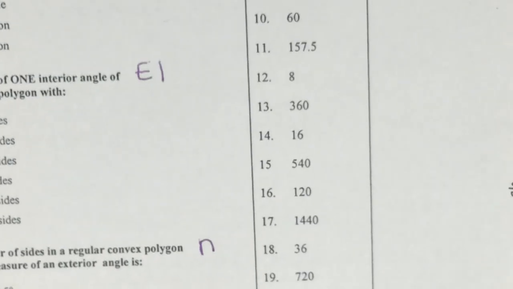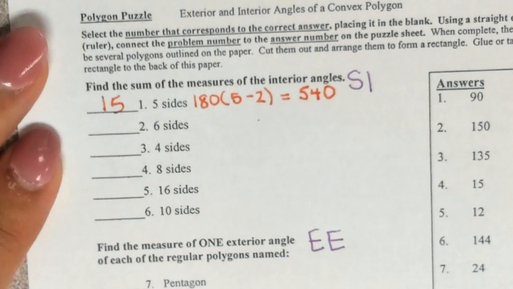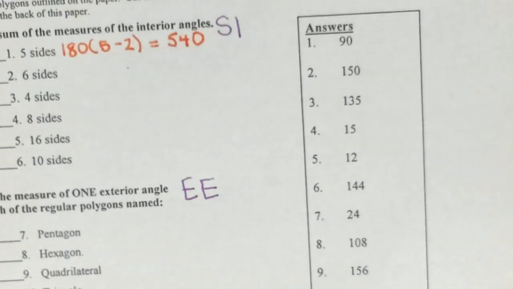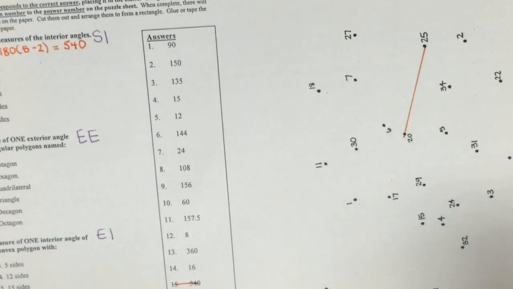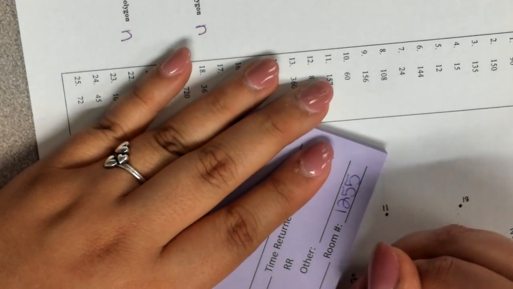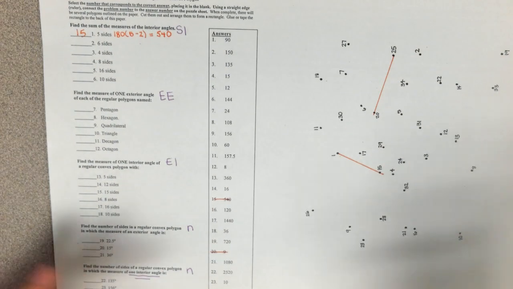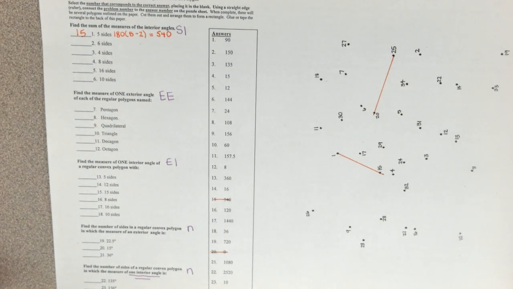All right, my answer is 540. Where do we see 540 here? So I'm going to cross out 15, and I'm writing 15 in the blank. And I connect 15 to 1. You're going to have a bunch of random segments everywhere, until eventually you're going to end up with 7 shapes.